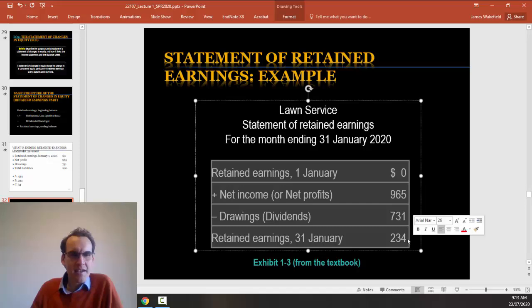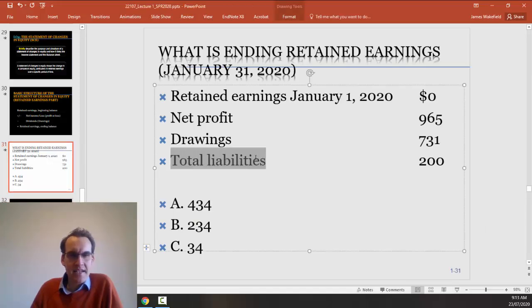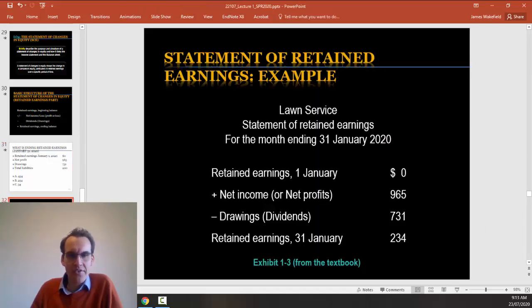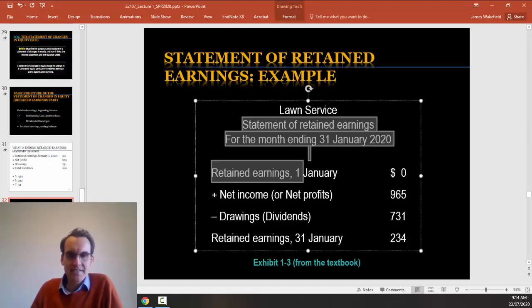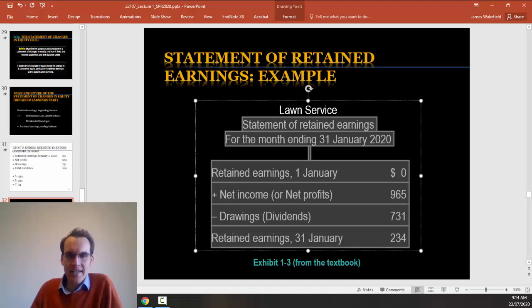So what's missing? What's missing is the liabilities of $200. That is not part of the Statement of Retained Earnings. That liability is captured in the balance sheet. The balance sheet summarizes all our liabilities. The liabilities have nothing to do with our retained earnings, all right? So they are not included here, okay? So this is the correct answer. The correct answer is $234 in retained earnings at the end of the period.